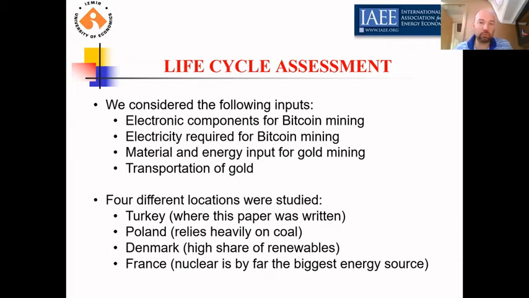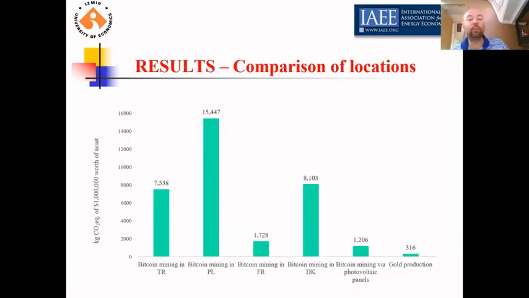These are Turkey, simply because we are from Turkey, and this study was conducted in Turkey. And the other three countries were chosen because their energy mixes are dominated by one type of resource. In the case of Poland, it is coal. More than 75% of the total electricity supply of Poland comes from coal. In the case of Denmark, this is renewables. And in the case of France, this is nuclear energy. Again, almost 75% of France's energy supply comes from nuclear power plants. So we wanted to see how the carbon footprint of Bitcoin would change when we mine it in different locations. Okay, enough said, let's proceed with the results.